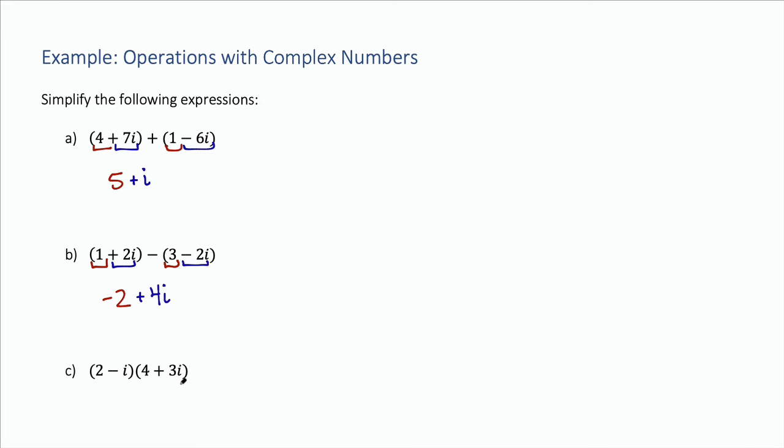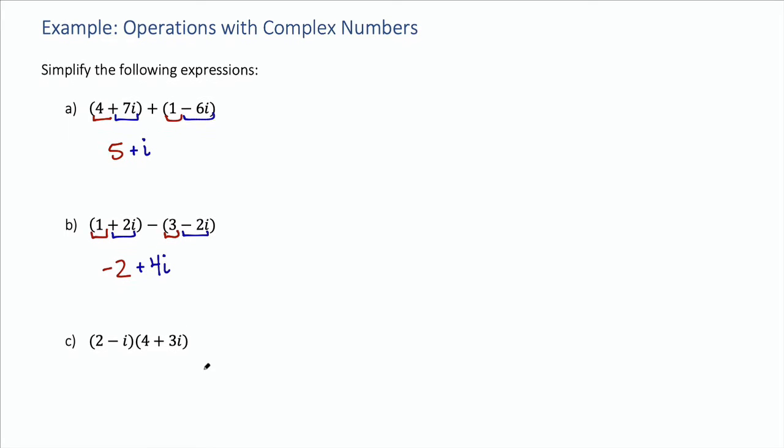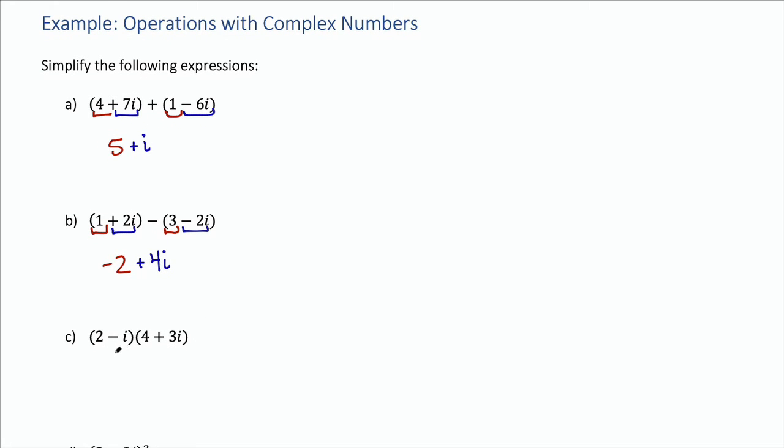Multiplication takes a little bit more work, but we know everything we need in order to do multiplication because it's just multiplying two binomials. Okay, we've got two things with two terms and we can multiply them. And that's, of course, done just through FOIL. We take 2 times 4, which is 8. And we take 2 times 3i, which is 6i. And we take negative i times 4, which is negative 4i. And we take negative i times 3i, and this is negative 3i squared.